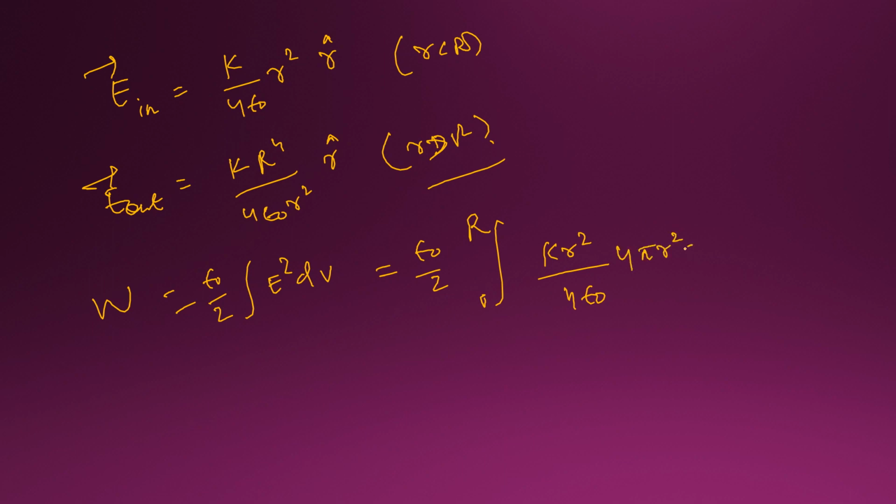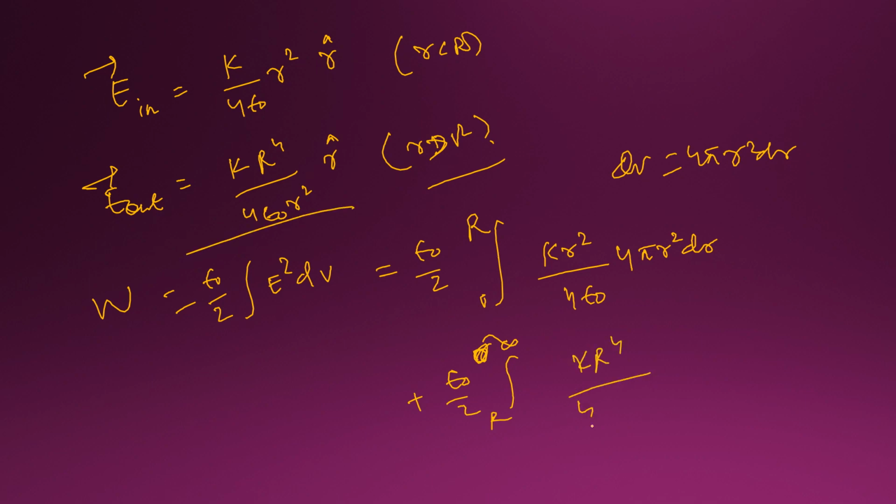What is dV? dV is, we know, 4πr² dr. I just put it on, plus ε₀/2 times the integral from r to infinity. Outside point, r to infinity, is this one: k r⁴ by 4ε₀ r², 4πr² dr.